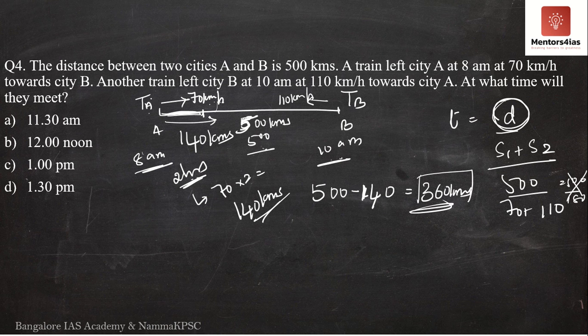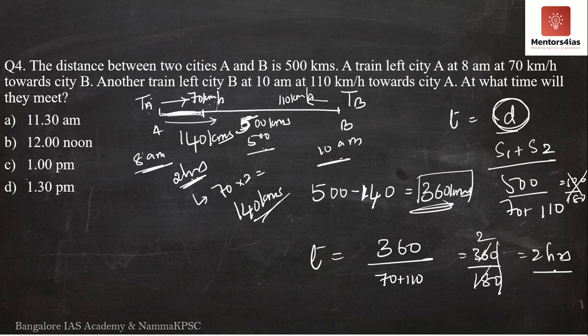You have to take into account the distance already covered, because for you to solve this problem using this process, they should both be starting at the same time. Therefore distance is 360, not 500. Then how do you find out the time? It is 360 divided by s1 plus s2, that is 70 plus 110. 360 divided by 180, cancel 18 to the 36, so it is 2 hours.